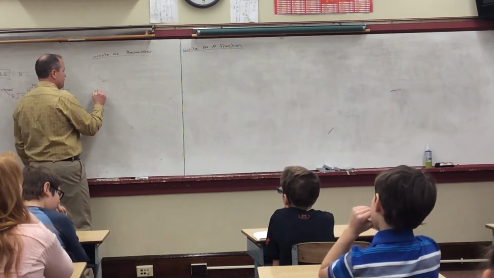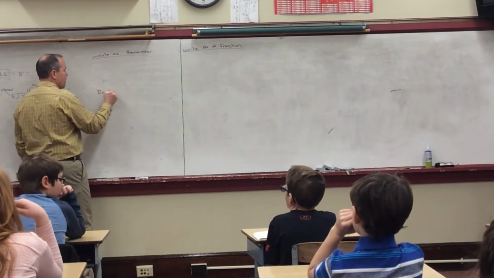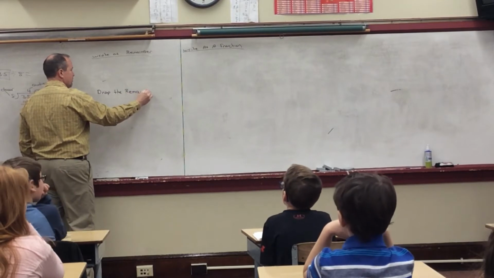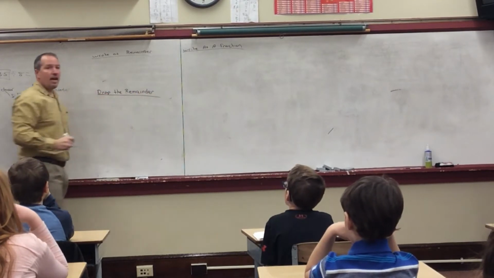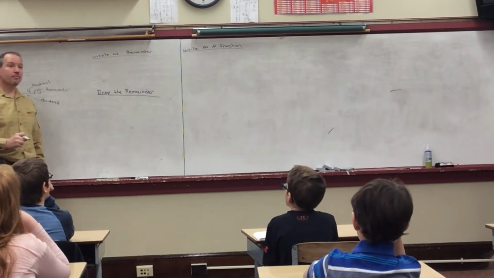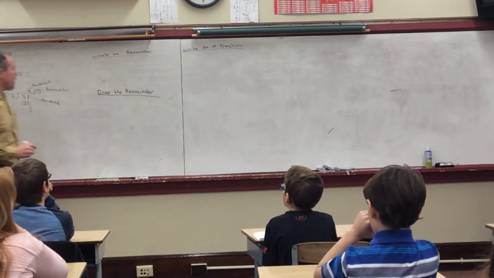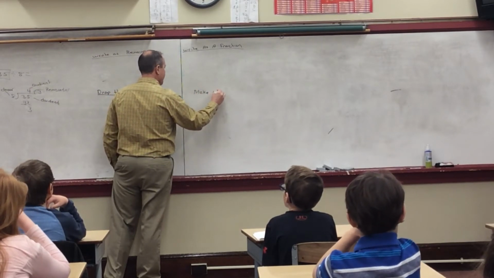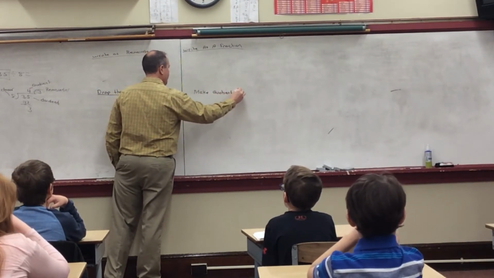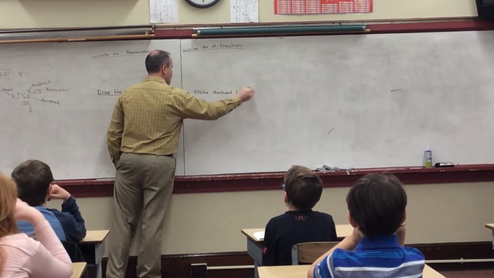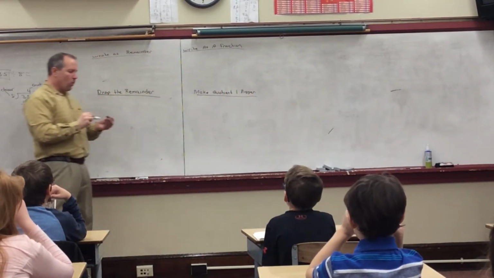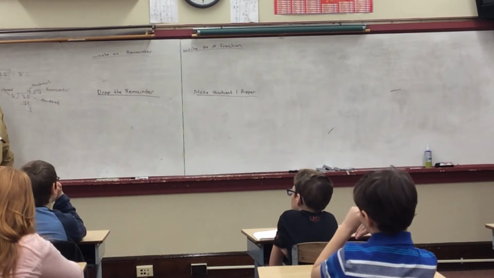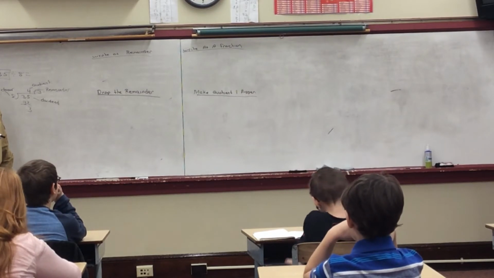Another option is to drop the remainder, and the fourth option, round it, make the quotient 1 bigger. So there's basically 4 options that we're going to have when it comes to deciding what to do with the remainder.